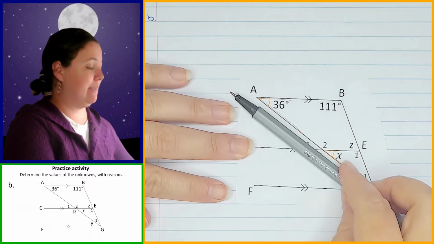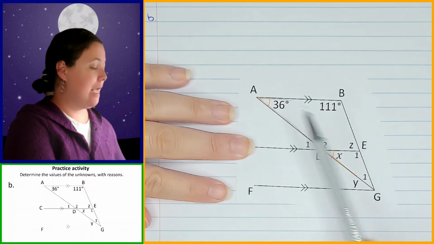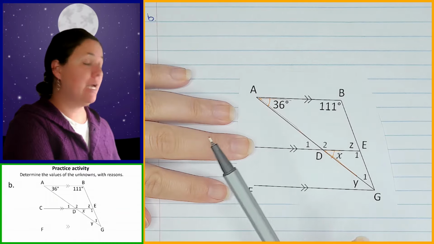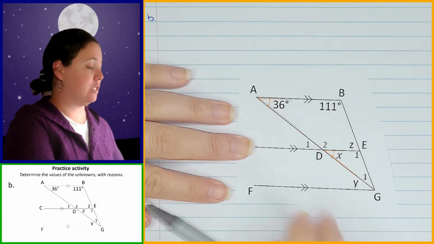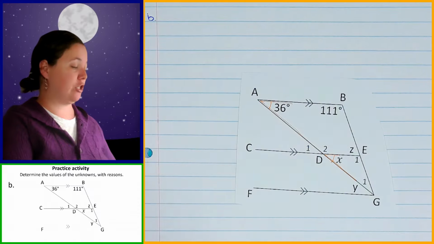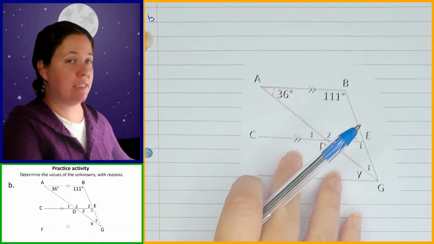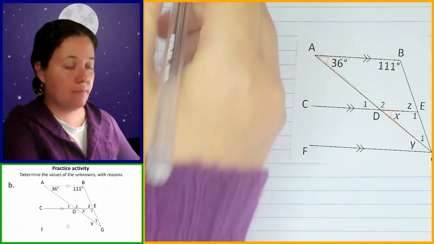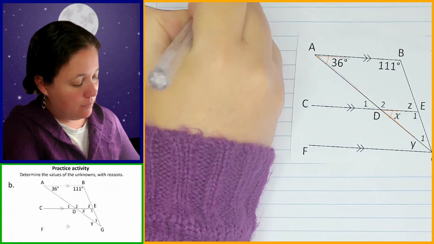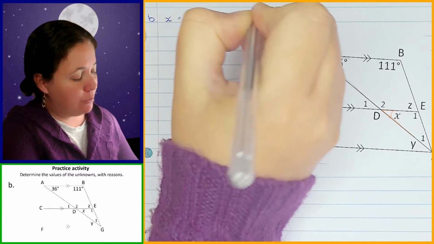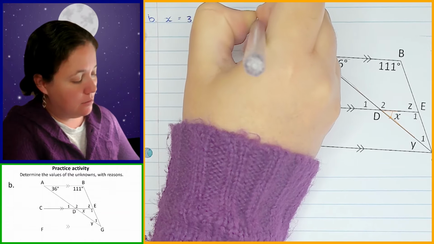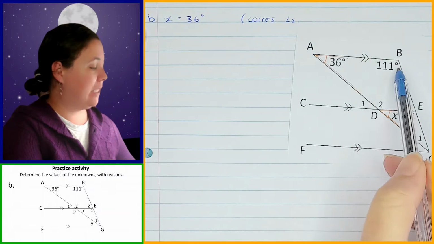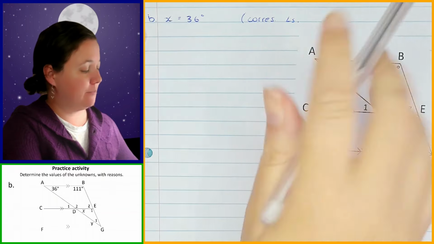They're both on the same side of the transversal, and they're both underneath the parallel lines. They're in the same positions as each other relative to the parallel lines and the transversal. So they are equal to each other. So X is equal to 36 degrees. And my reason for that is because they are corresponding angles with AB parallel to CE.